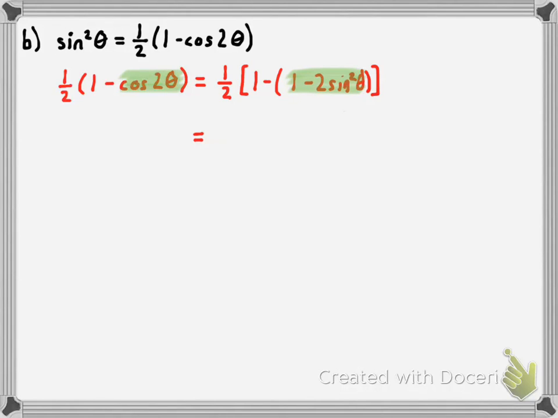Now let's just go ahead and simplify that expression. I'm going to use the distributive property, but not with the 1/2 like you might think. Let's hold on to that and let's work inside of the braces. Let's leave this 1 alone. I need to distribute this negative sign, so that'll give me a minus 1 and a plus 2 sine squared theta.